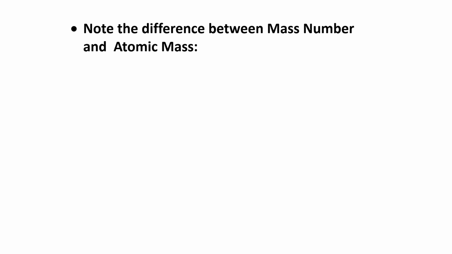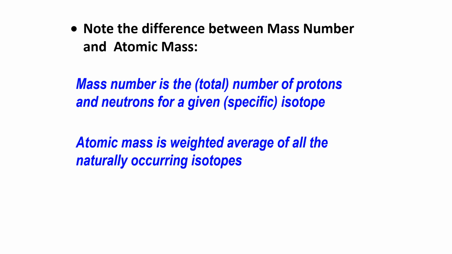The mass number is technically the total number of protons and neutrons for a given specific isotope. And the atomic mass is the weighted average of all the naturally occurring isotopes in the environment. However, for the most part, we actually use the terms mass number, the weight, atomic mass, the weight of element, pretty interchangeably. And when we use these terms, we're all generally referring to the atomic mass of the element. So what is the isotope?